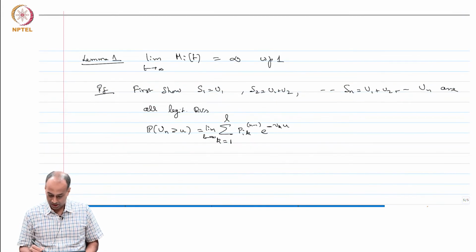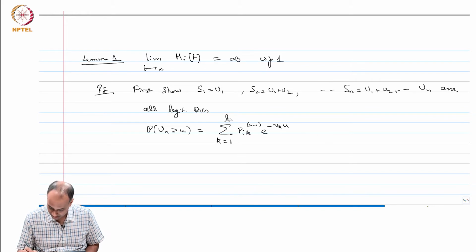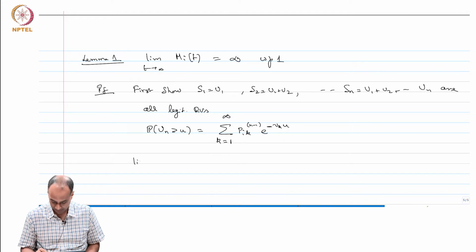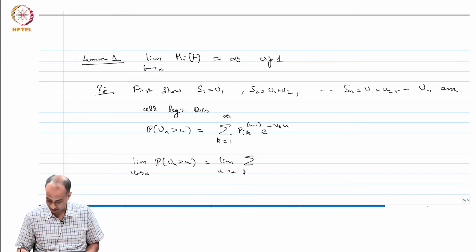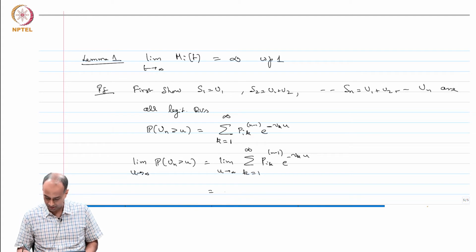So, maybe I should write this as just, this is easier. Okay. Now, you should look at the limit as little u tends to infinity of the probability that U_n is greater than little u. You will get the limit as u tends to infinity of the sum over k equals 1 to infinity of p_{i,k}(n minus 1) e to the minus nu_k u, right. Now, I can sum, maybe I should do this, right.